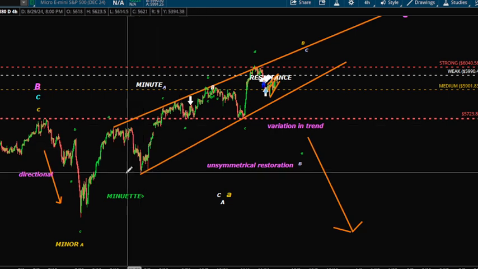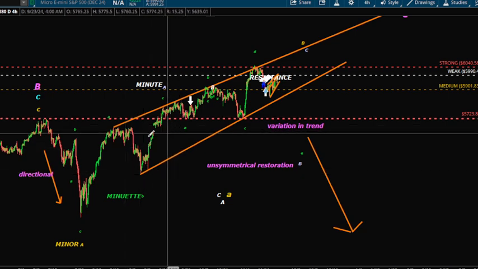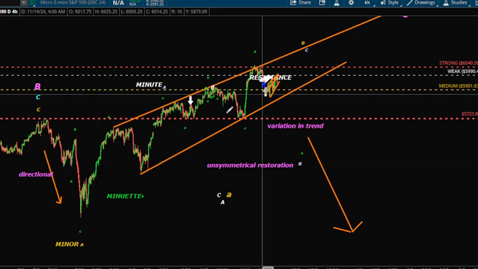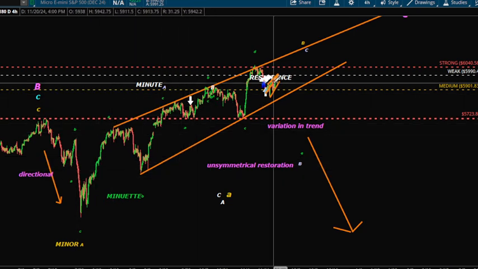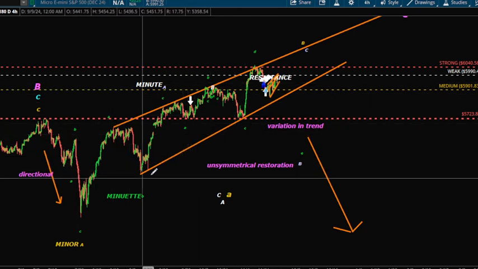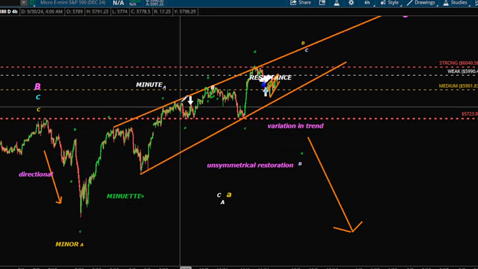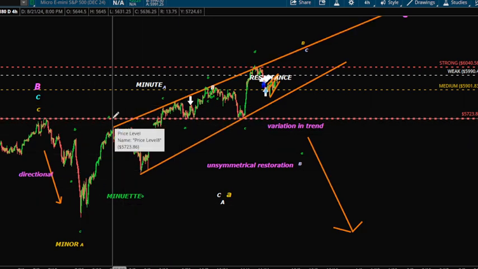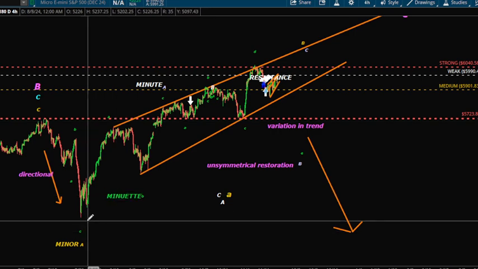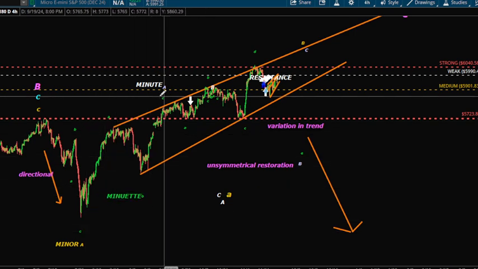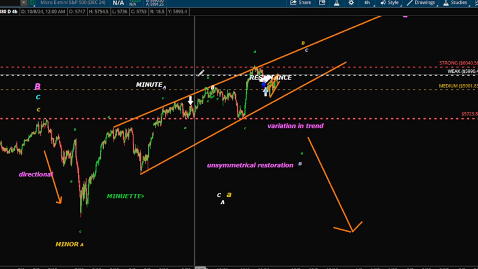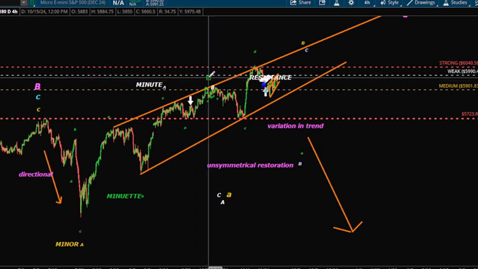So the patterns involved might not be, this whole thing might not be a triangle. There might be a kind of a complex correction. So this might be a zigzag here. Okay, I have it in a minuet green. So I have an A, B, and a C here. I don't have the B over there. Let me grab it real quick.